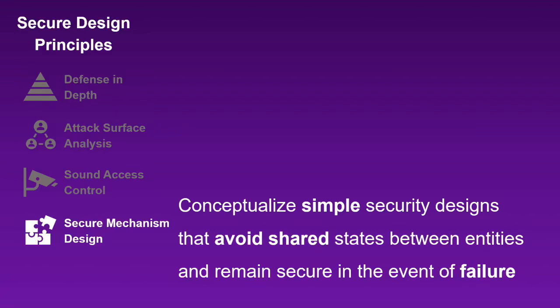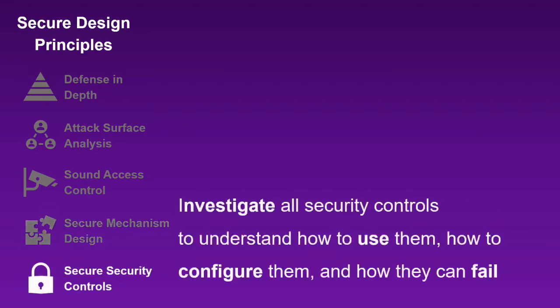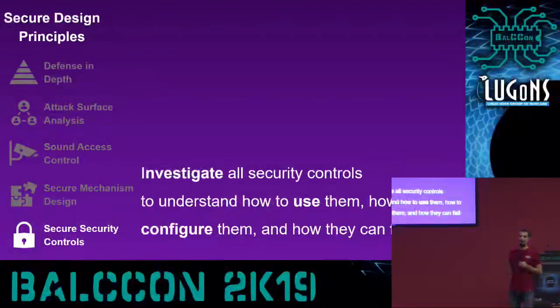The final secure design principle I want to talk about today, and this will be a short one, is related to secure security controls. Now we have all of these security controls. They are performing some encryption, some authentication, some validation. But are we sure that they are working correctly? Are we sure that they are implemented properly? This principle says that you should thoroughly investigate all the security controls that you're using to make sure that you are aware how to use them, how you can configure them perhaps to be insecure, and how they can fail you.